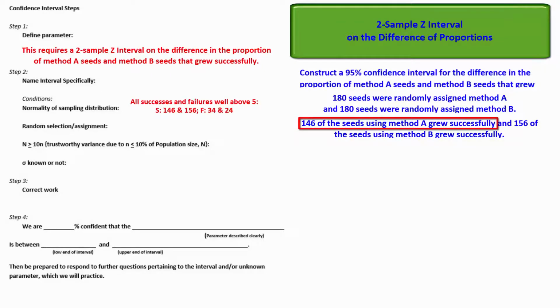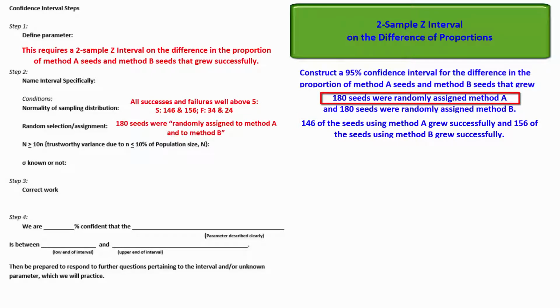State the values specifically, you guys. Don't just answer in generalities. We're told that 180 seeds were randomly assigned to method A and to method B. This is an experiment, so that also brings us to the independence condition.